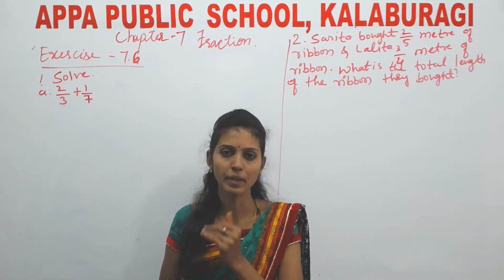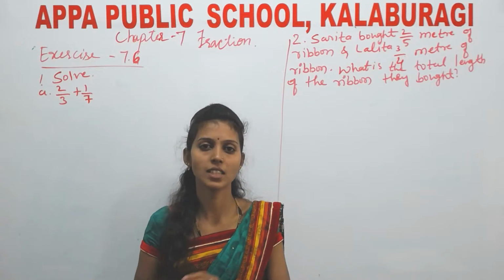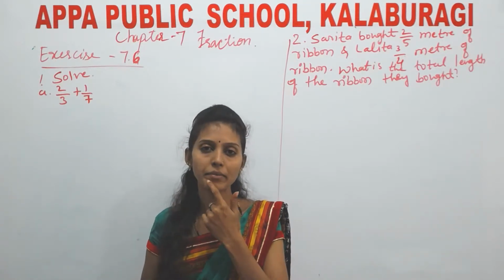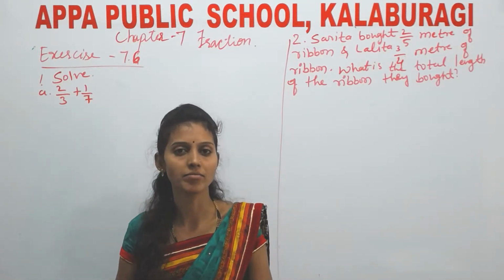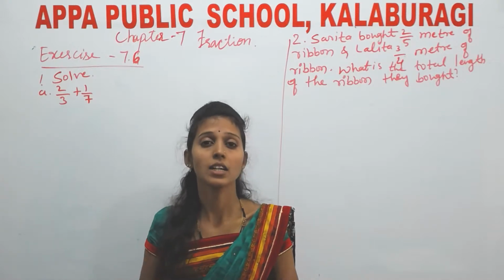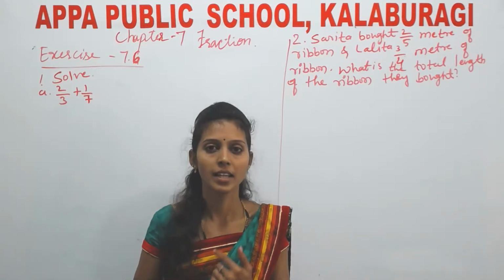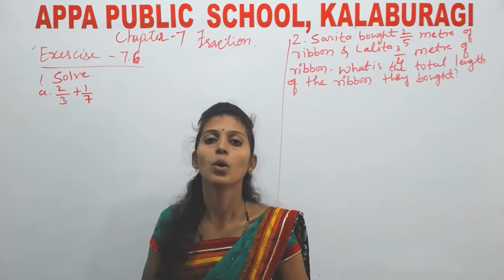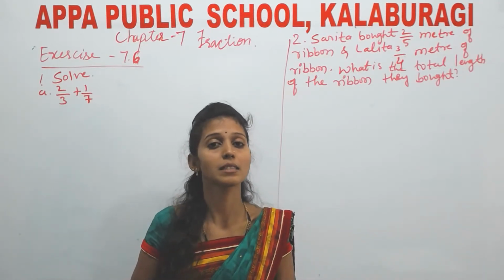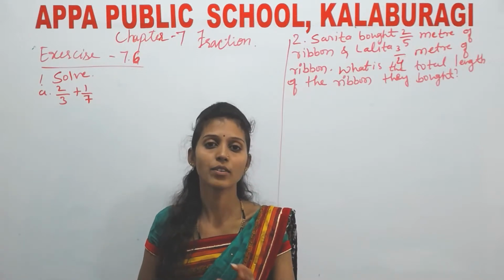In the last clipping, we have solved exercise 7.5. In that exercise, we learned to add like fractions. Now, in this exercise, we are going to add and subtract unlike fractions.